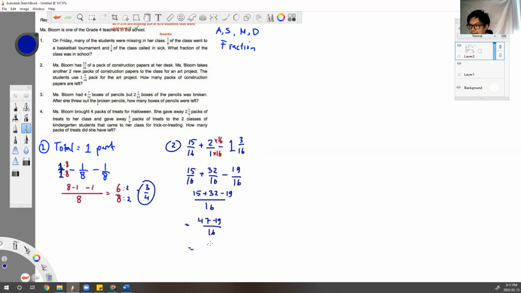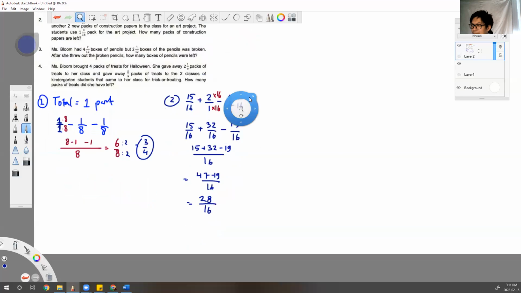The answer will be 28/16. That's it. But we need to simplify the fraction. Divide by the greatest common divisor. I think of 2. No problem. You can think of the simple one. No need to find the greatest common divisor. So it is 14/8. Again, you can simplify, right? You divide by 2, divide by 2. 7/4. And 7/4 can be simplified into a mixed fraction.